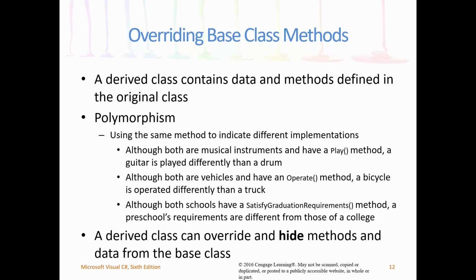So the way that we're able to write a speak method, for example, and have it be used by any kind of animal in our animal class is through the use of something that's called polymorphism, as you see on the screen right here. Polymorphism is a Greek term that means many forms. As it says, using the same method to indicate different implementations.